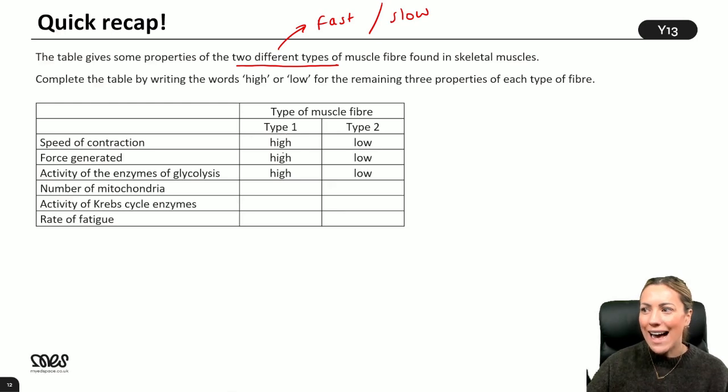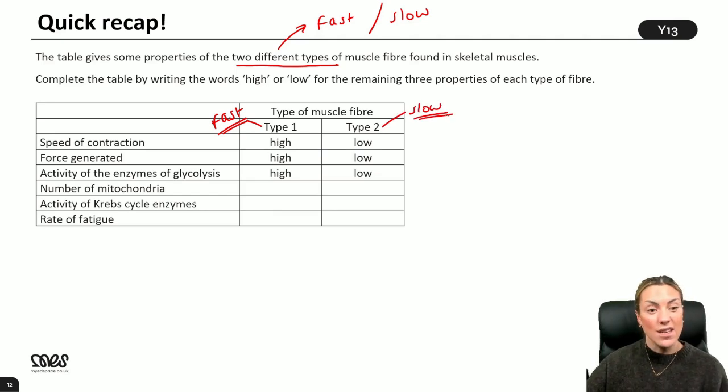Type 1, high speed of contraction, high force generated. This is going to be fast twitch. Also, we've got high activity of the enzymes in glycolysis. Definitely fast twitch, because fast twitch use anaerobic respiration, which is just glycolysis repeated. Type 2, low speed of contraction, low force generated, lower activity of the enzymes in glycolysis. That's going to be slow twitch.